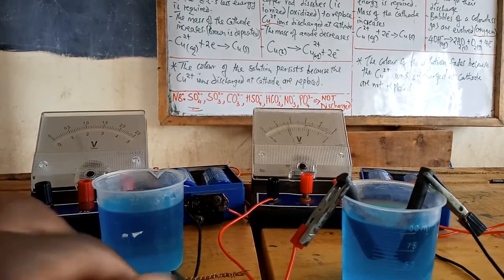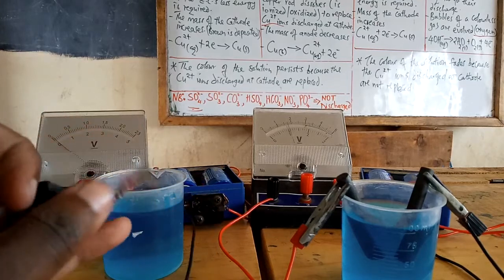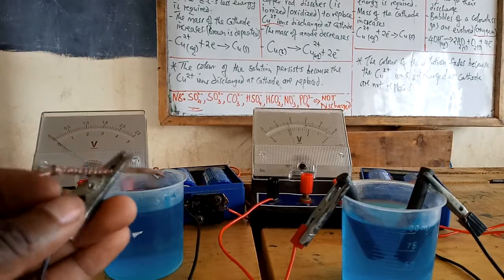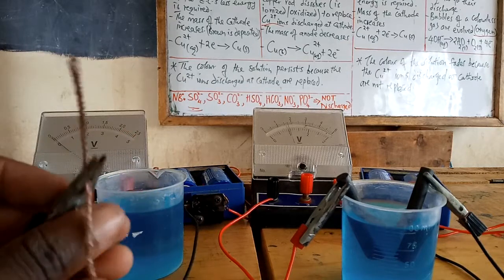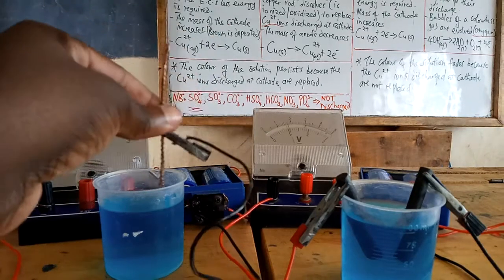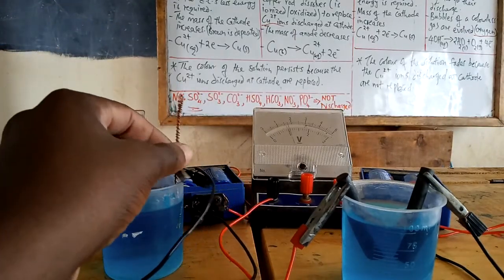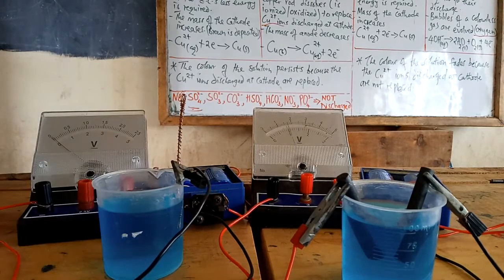So I'm going to place it inside the solution there. I'll put it inside the solution, and also this one. You can see on the voltmeter there is no reading, but immediately I place this in the solution, you can see there is deflection on the voltmeter. So this one also, and then leave those, the ones that have the rods or the wires.